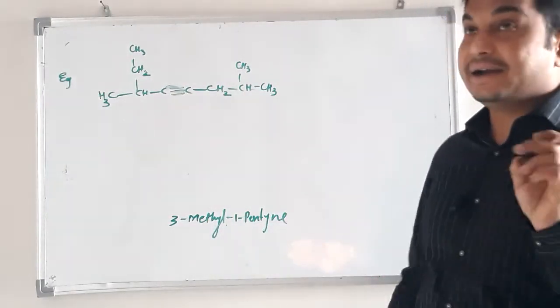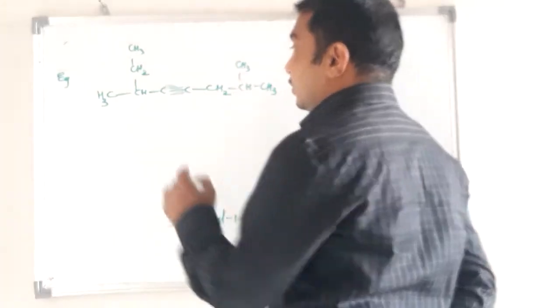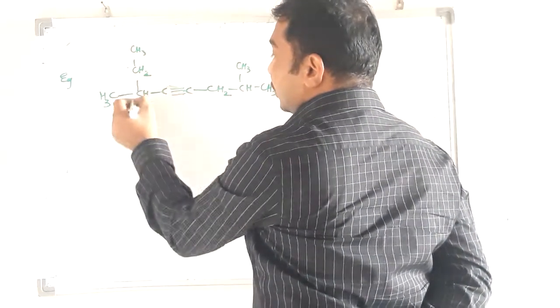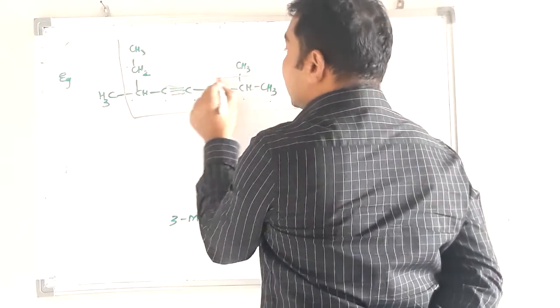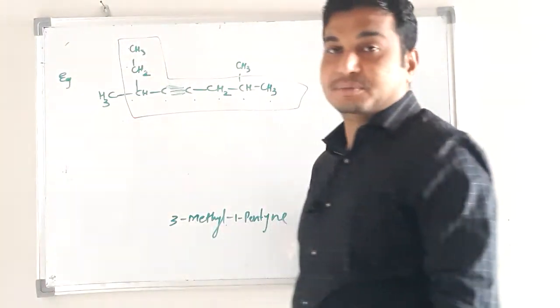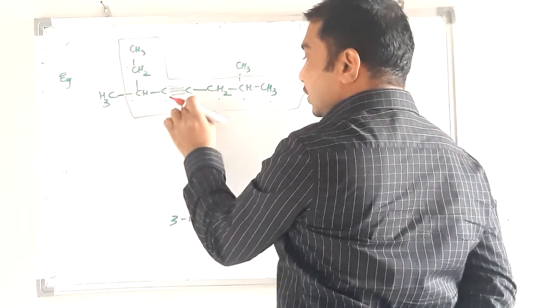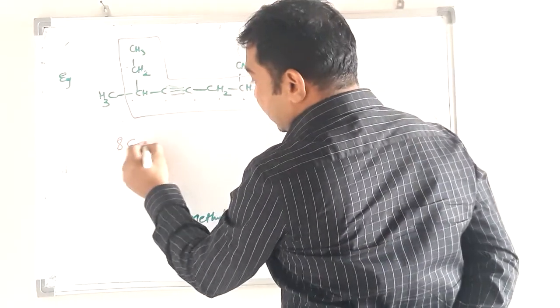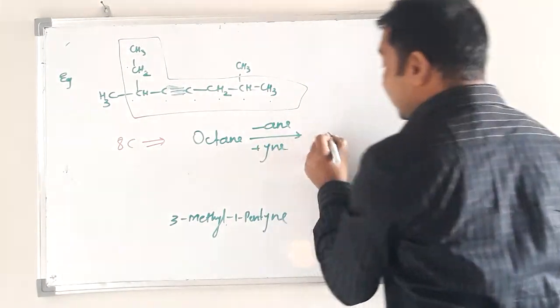So first thing, identify the longest chain containing the maximum number of carbon atoms, including the carbon-carbon triple bond and the groups: 1, 2, 3, 4, 5, 6, 7, 8. This is the longest chain which contains the carbon-carbon triple bond and the maximum number of substituents. Remember. Now how many carbon atoms are present in the chain? 1, 2, 3, 4, 5, 6, 7, 8. 8 carbon means octane, and then we have to replace ANE by YNE.